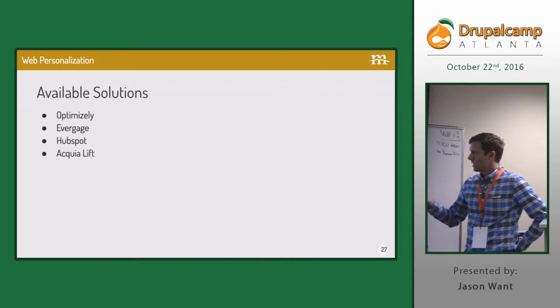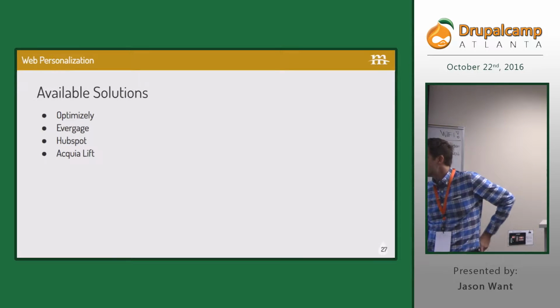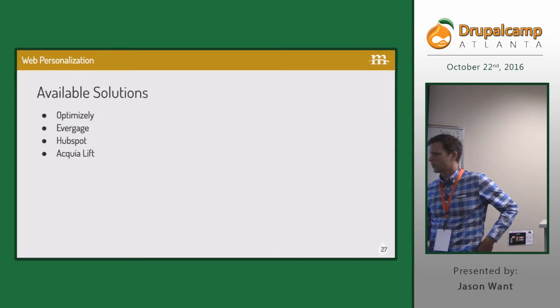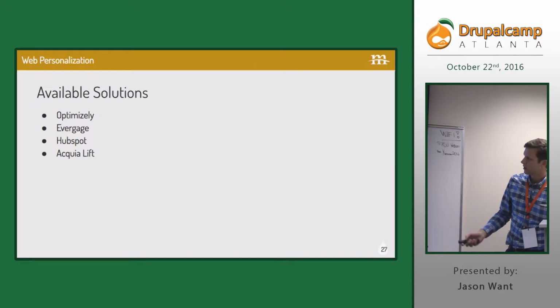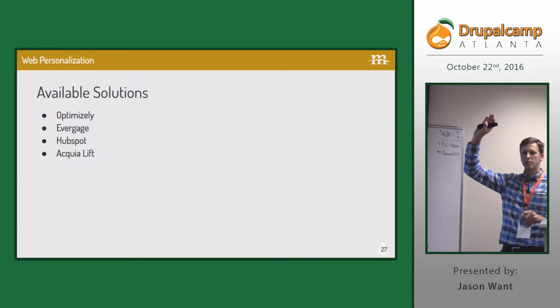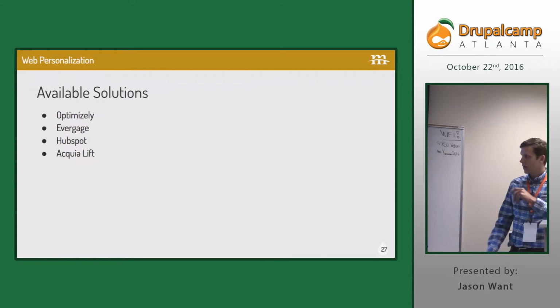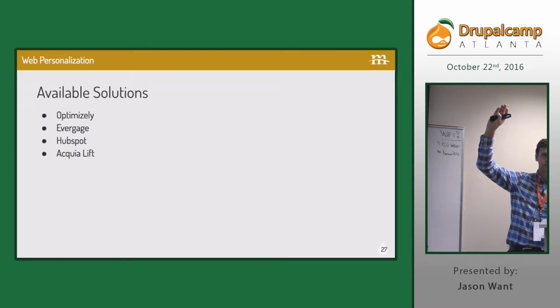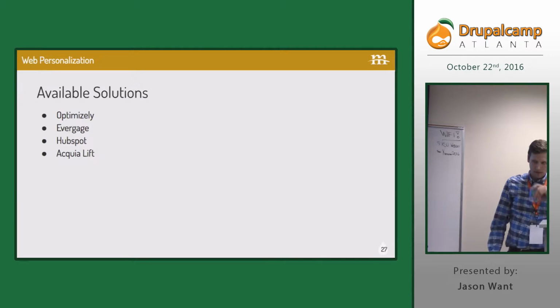Just going to bullet point here, see the solutions out there that you can take a look at. Optimizely, the ones that I pointed out in Evergage, along with HubSpot and Acquia Lift. Who's familiar with Acquia Lift? All right. Who's familiar with Acquia?